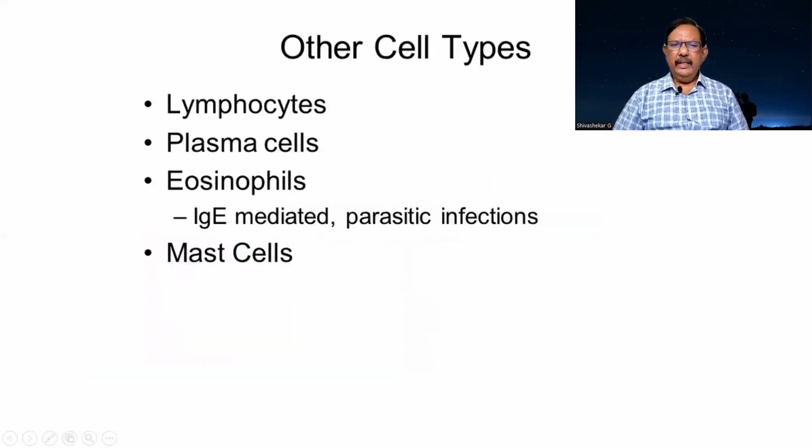The other cells are the lymphocytes, plasma cells, eosinophils. Eosinophils, again, are involved in parasitic infections. Mast cells. The mast cell is supposed to be a tissue counterpart of the basophil. So please remember the names of these cells. These should not be difficult. Otherwise, it will appear like Greek and Latin to us.